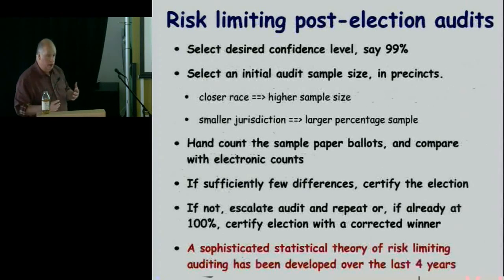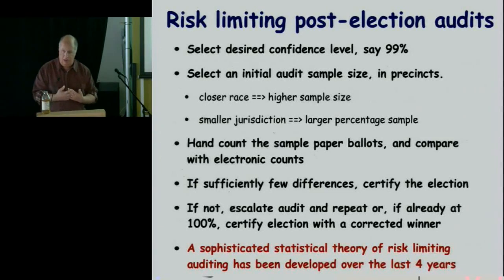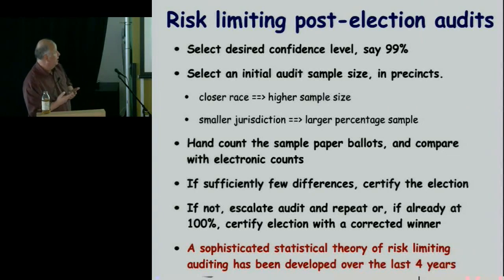The security community has come up with a concept called risk-limiting post-election audits, in which you do something like this. You select a desired confidence level at which you would like to check that the election was correctly called. You select a sample of the paper ballots cast in that election. In a closer race, it's going to be a larger sample. In a small jurisdiction, it's going to be a larger percentage sample. You hand count that sample and compare it to the electronic counts, and if they match, you're fine.